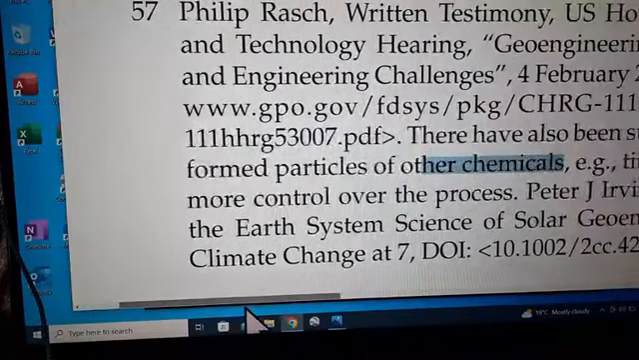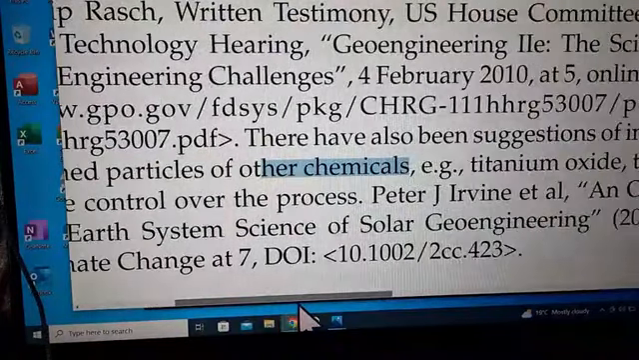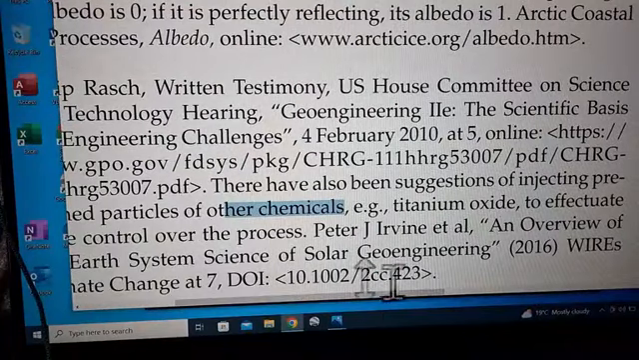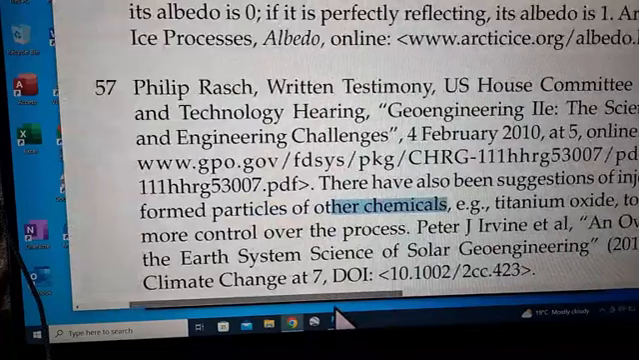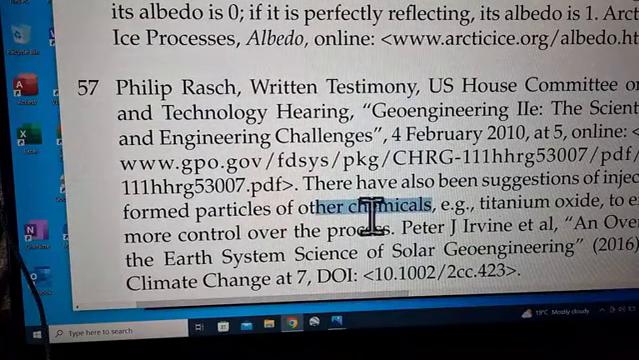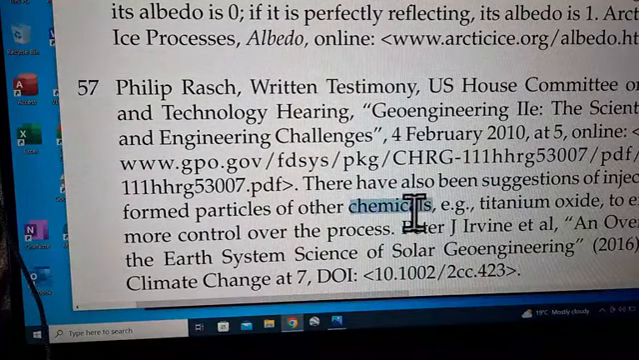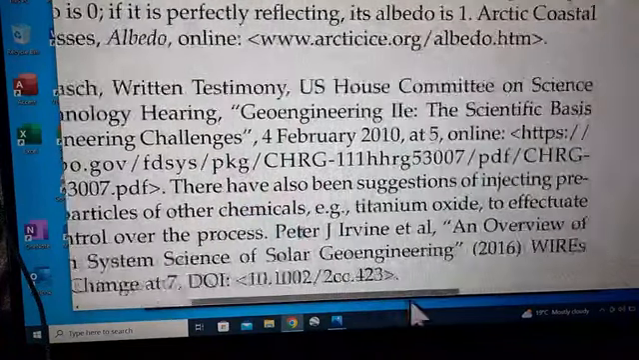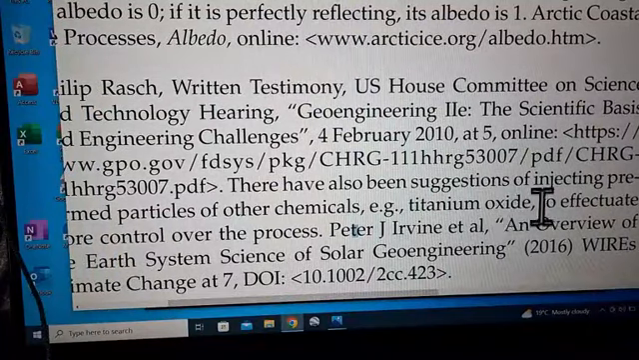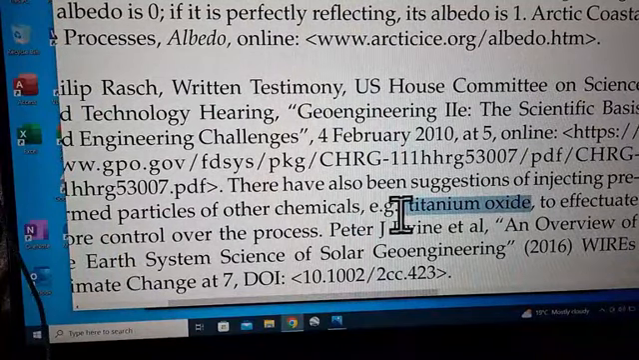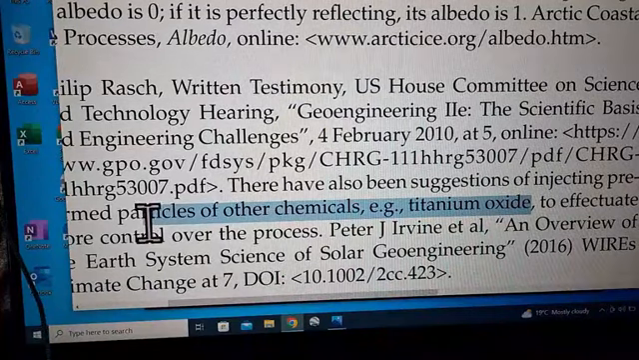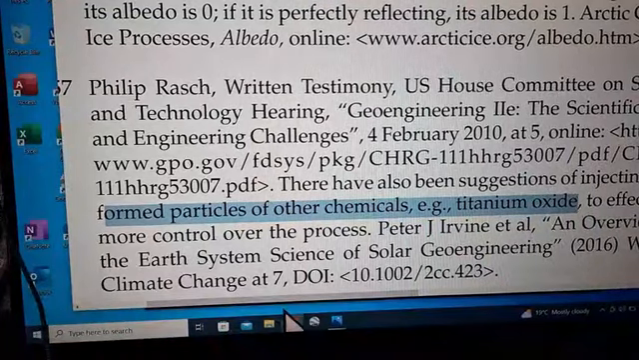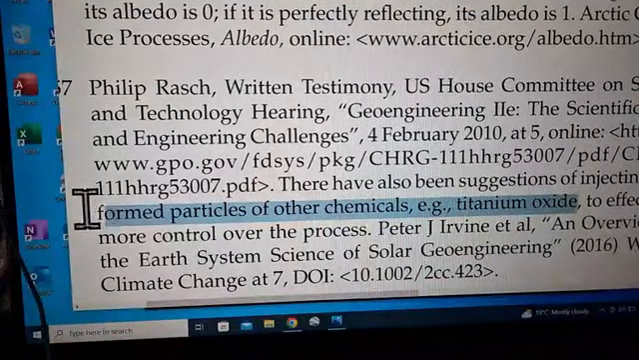And some Dr. Philip Rasch, U.S. testimony to the House of Representatives of the United States of America. They gave this in 2009 and published this study here. Chemicals. Which chemical is it that they quote here? Such as... and you will love this one. Titanium oxide. Preformed particles. All right, I am not making this up.